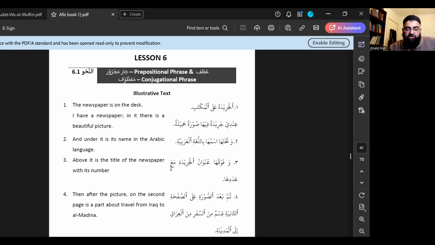Ma'a is another preposition. Ma adadiha, ma'a with its number. Adadiha, with its number. So you can have multiple jar majrur to enrich the sentence. You can have your mubtada khabar, right? For example, say ar-rajulu, the man, hadirun, is present, fil masjidi, in the masjid, ma'akhihi, with his brother, right? And on and on and on, right? Fi layli, fi salati, in salat. You can add multiple jar majrur. They're not the core of the sentence, right?